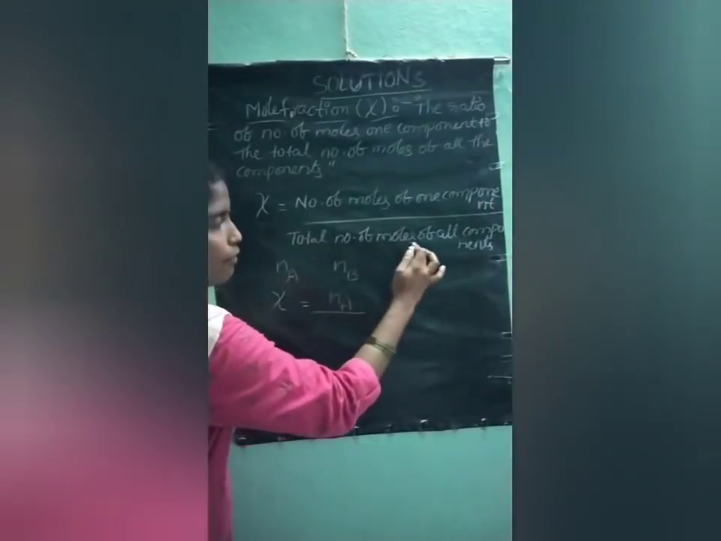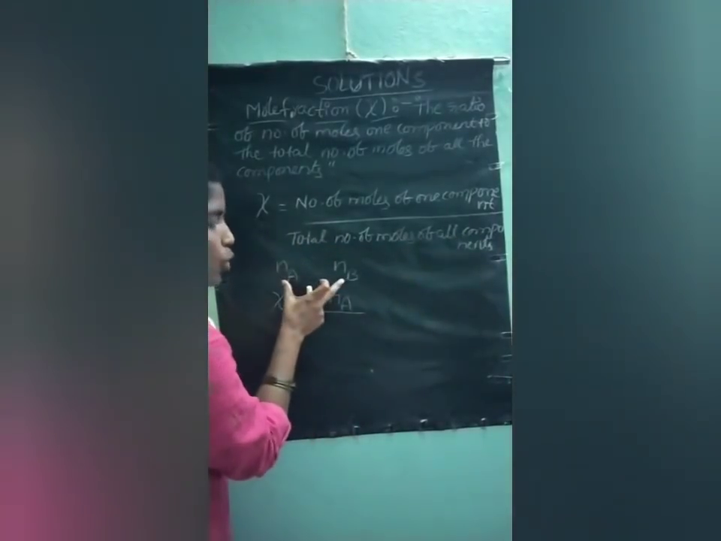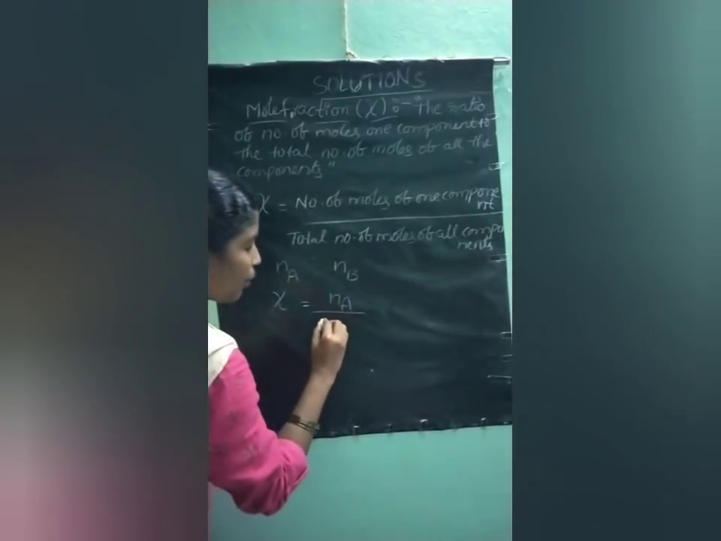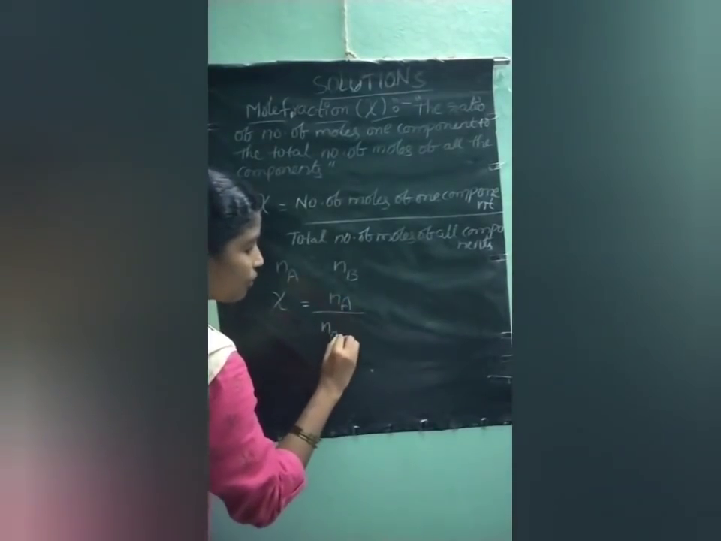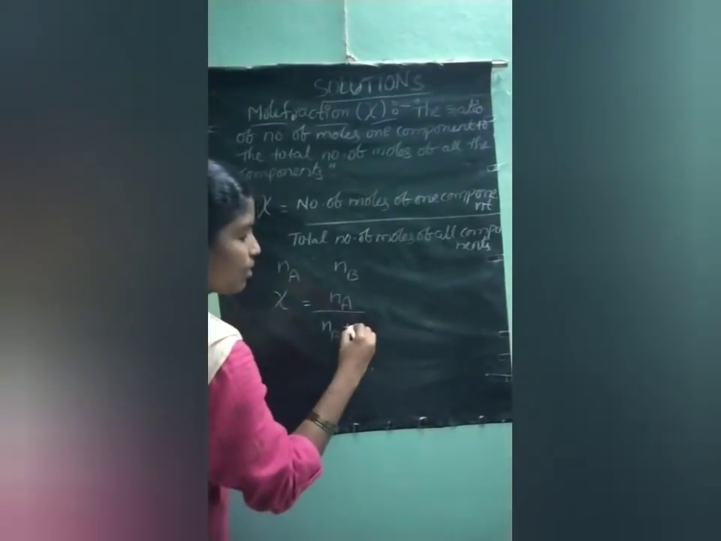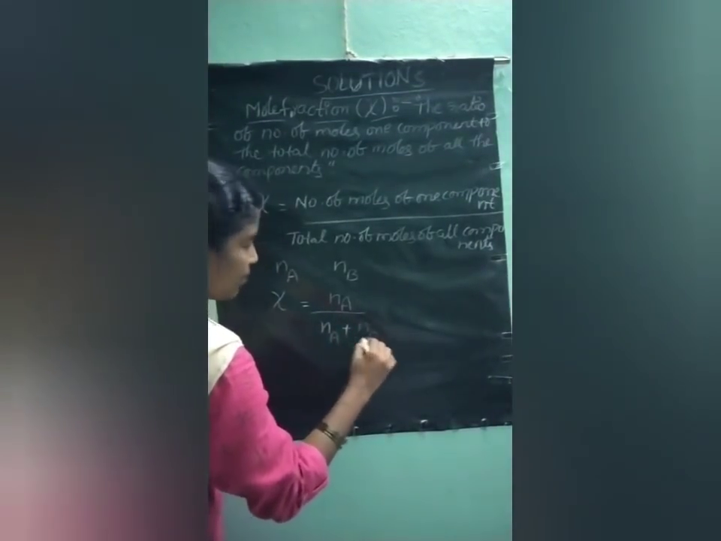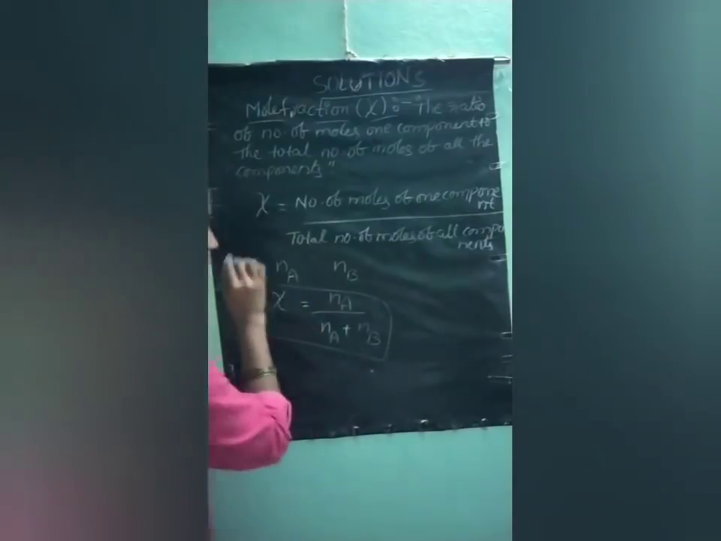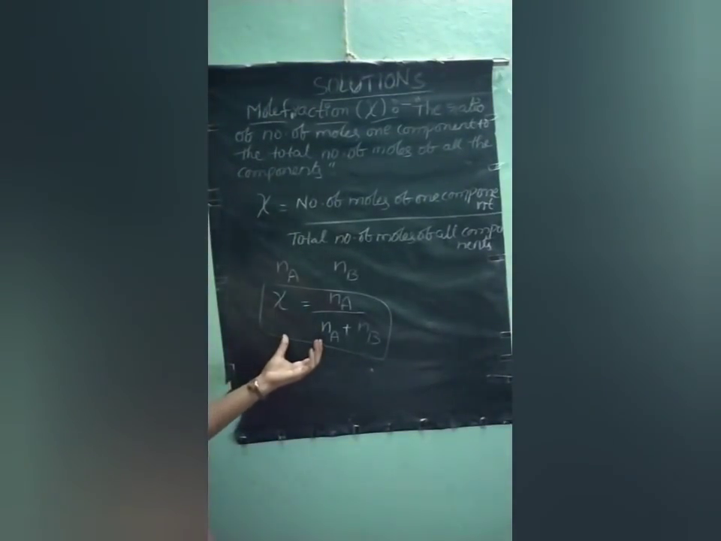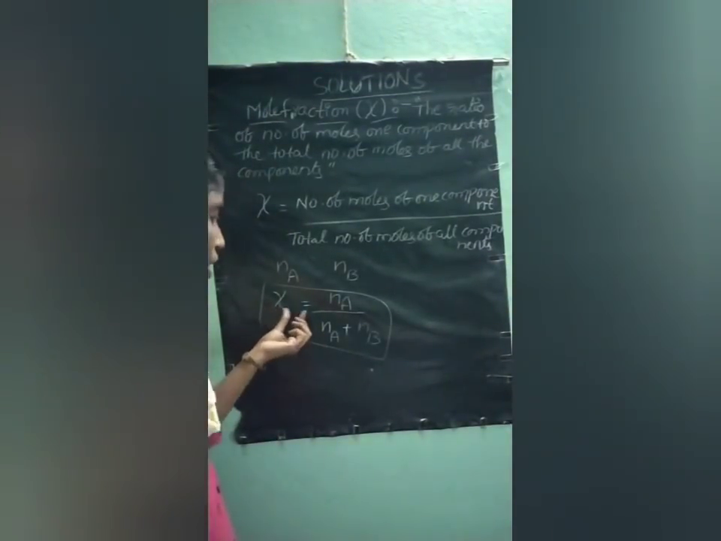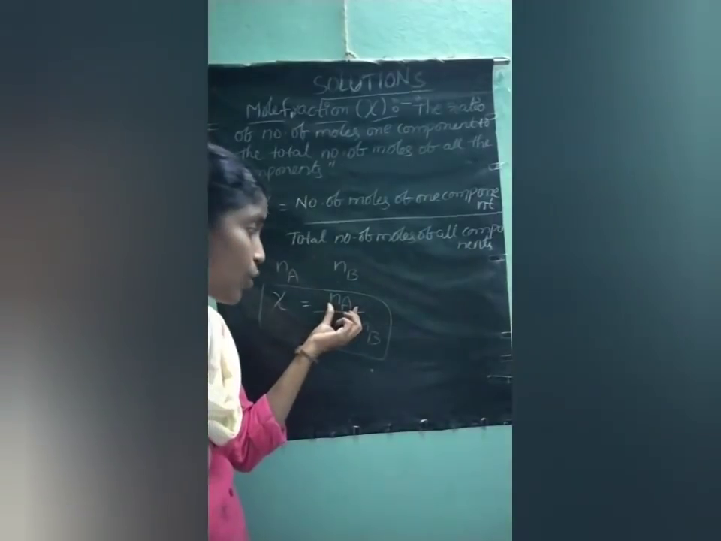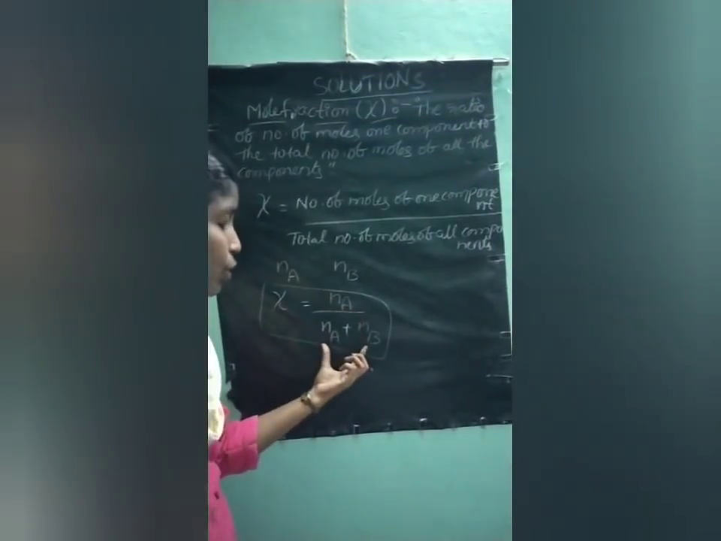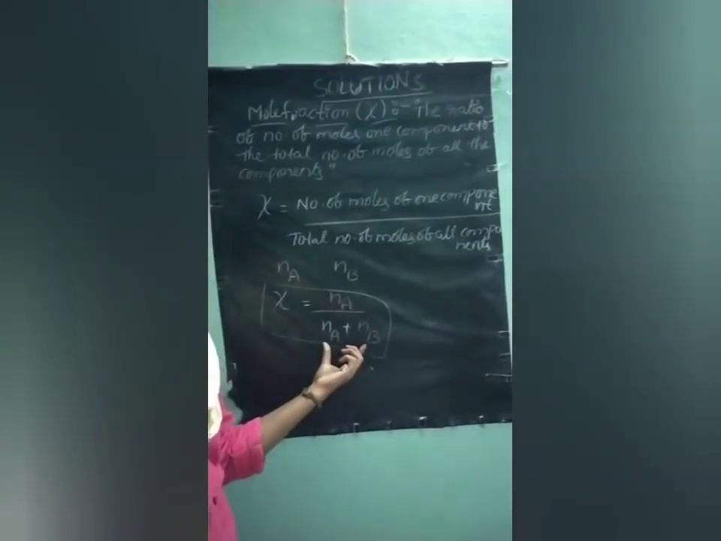Here two components are there. So the total number of all the components means N of A plus N of B. This is simply how we write the formula. So mole fraction is equal to the number of moles of one component by the total number of moles of all components.